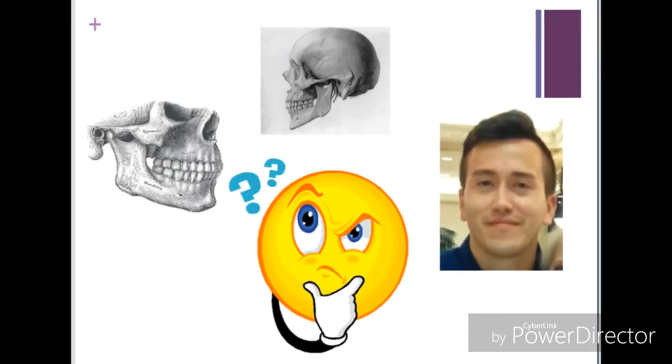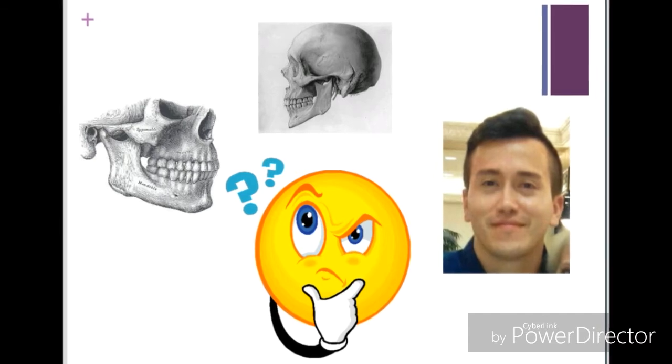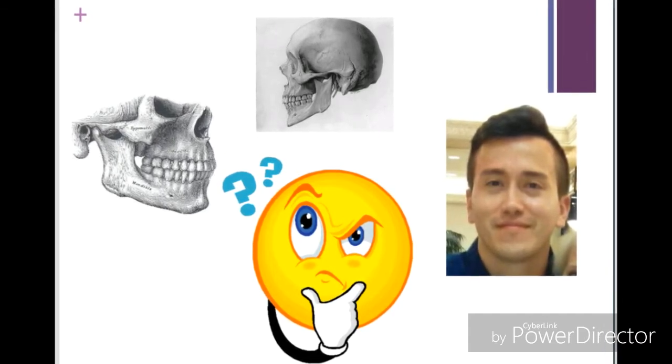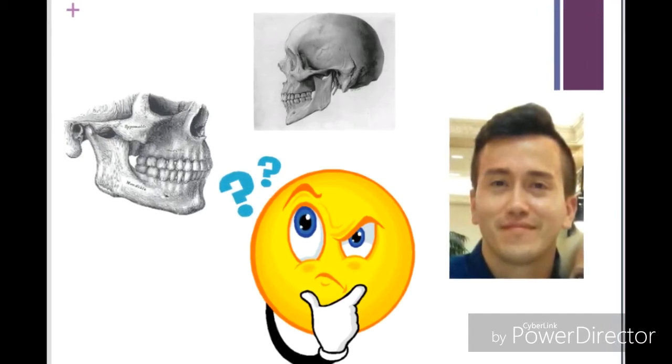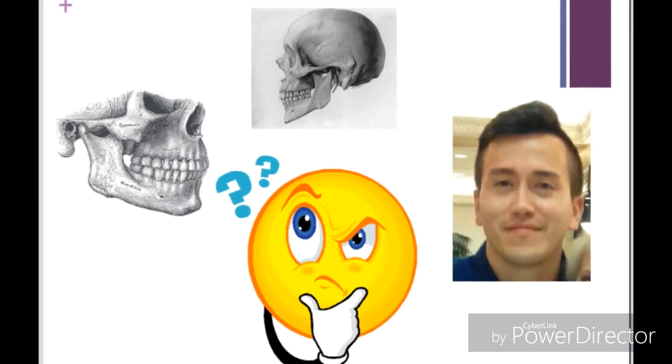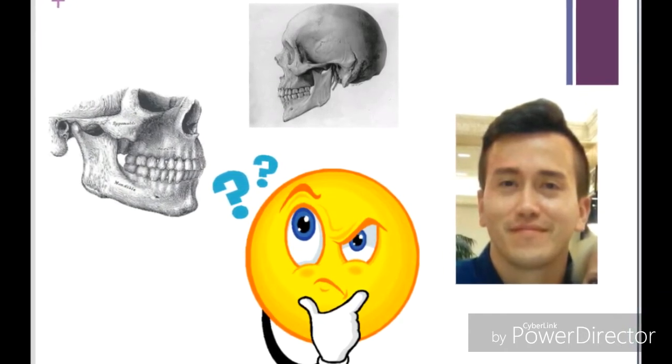Have you ever wondered how your jaw became your jaw, your face became your face, or even your skull became your skull? All of these are formed from the neural crest cells. So what are the neural crest cells?